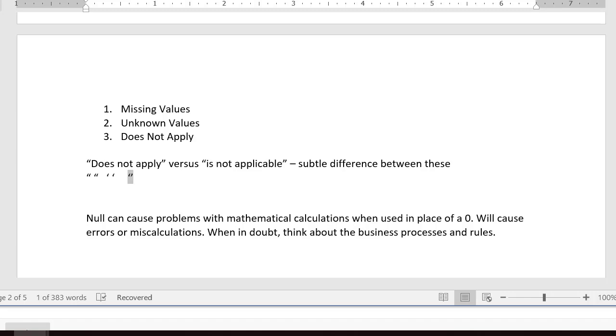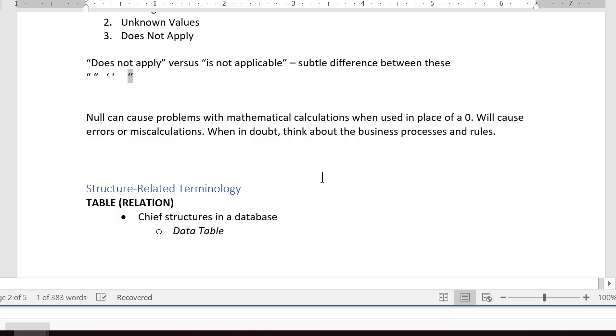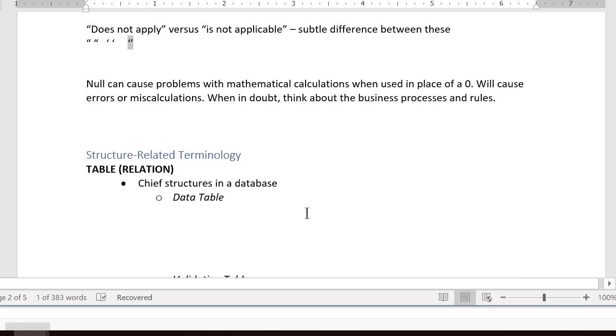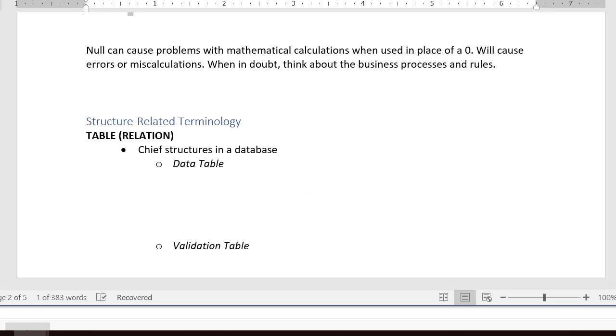All right. So moving on, the next category is called structured related terminology. And these are your table relations. These are the basic structures or chief structures in a database. One is your data table. So this data table is the most common type in a database. It stores data to supply the information.